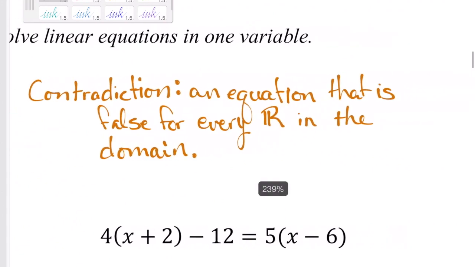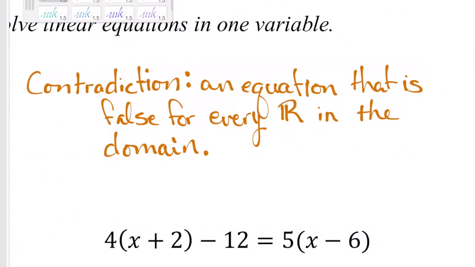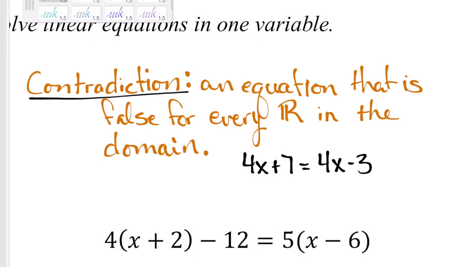We also have the instance where no matter what we plug in, it's not going to be true. It's not going to work out. In this case, it's called a contradiction. So say we have something like 4x plus 7 is equal to 4x minus 3. Here, if I subtract 4x from both sides because I want my x's together, my x's end up canceling out and I have 7 is equal to negative 3.